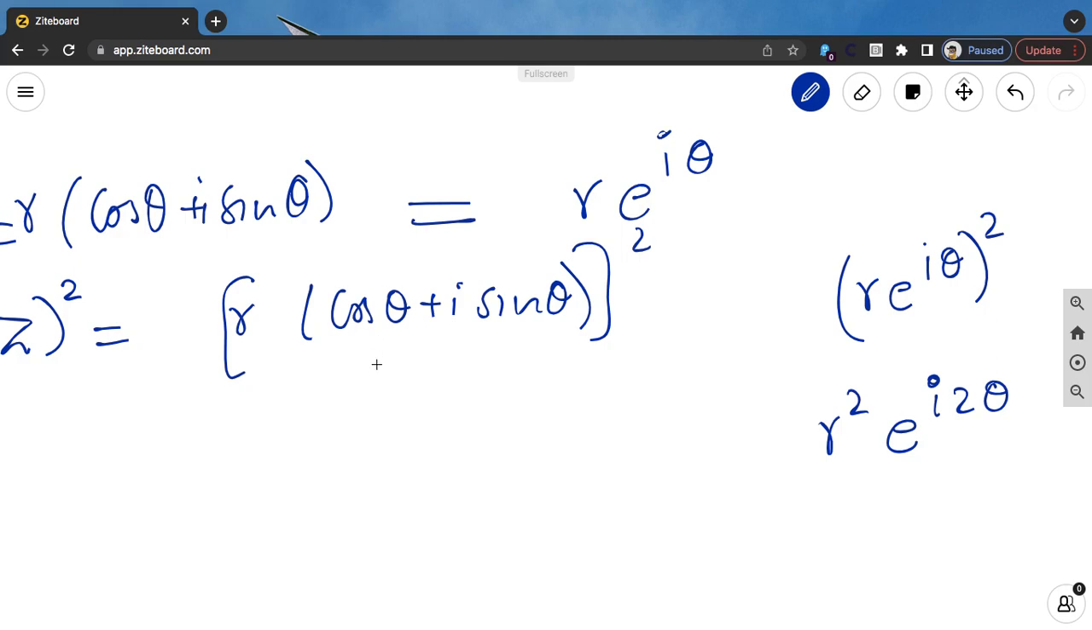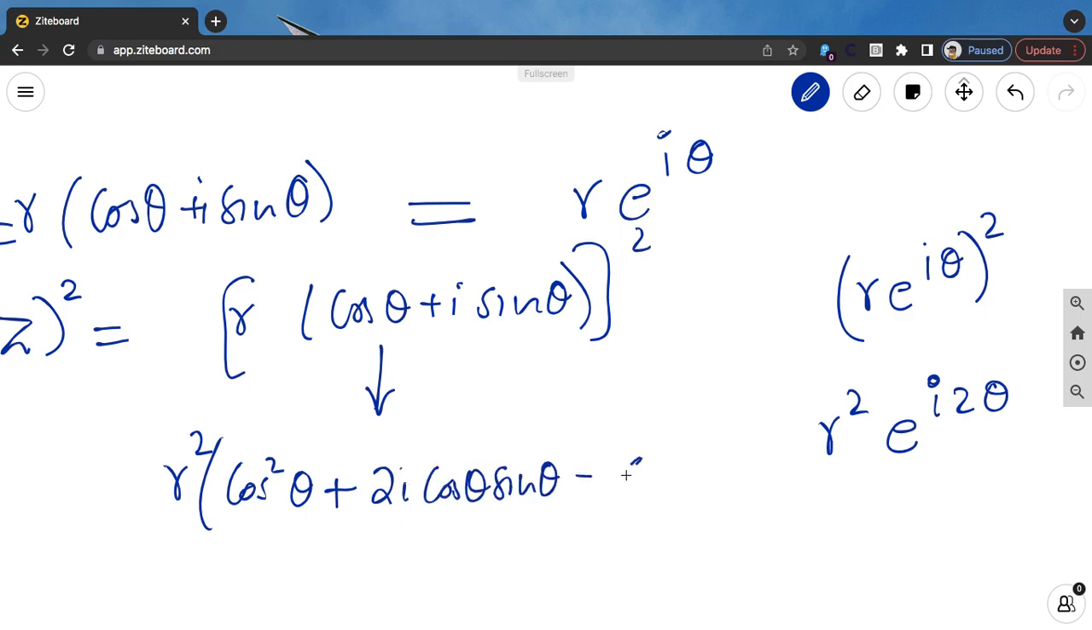Okay, let's see what happens when I expand this. r square is correct and the bracket becomes cos square theta plus 2i cos theta sin theta minus sin square theta.